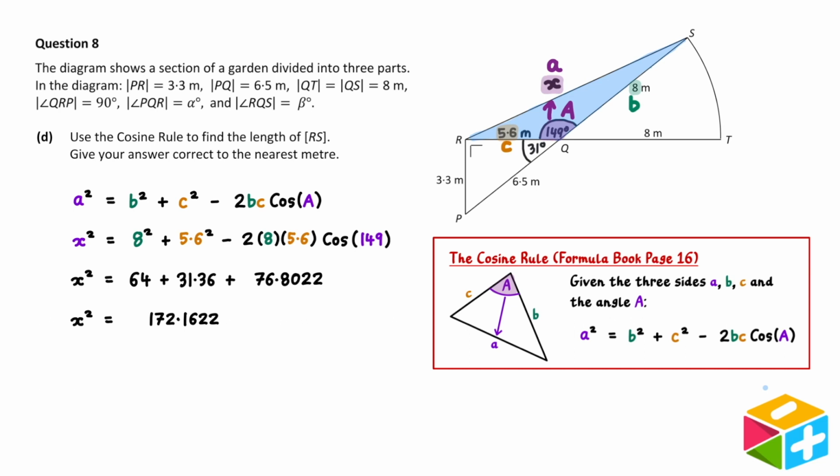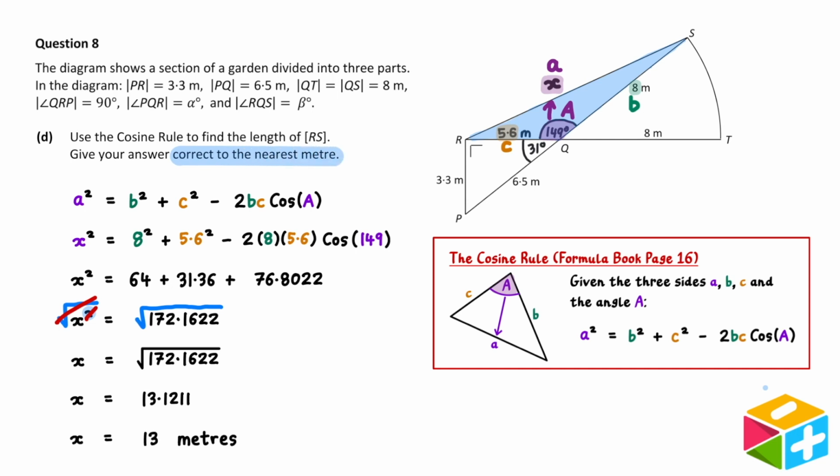To find the value of x, we'll need to get rid of this square. The inverse of a square is a square root, so here we should square root both sides of our equation. When we perform the calculation on the right hand side, we get x is equal to 13.1211. Since we were asked to give our answer correct to the nearest metre, we round this off to get a final answer of x is equal to 13 metres.